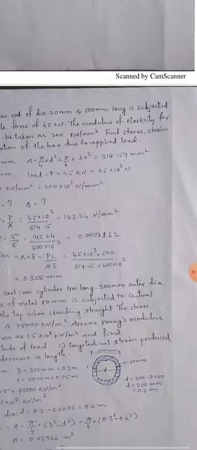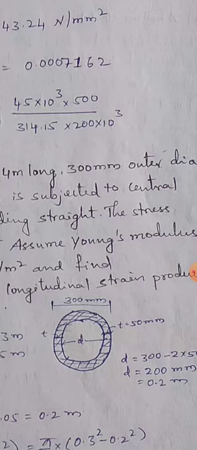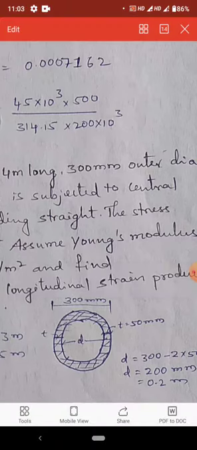Of course, see here, this is a hollow cylindrical tube, outer dia 300 mm, thickness 50 mm. You have to calculate the internal dia, because your aim is to calculate the area now. Okay, area is equal to how much? Pi by 4 into capital D square minus small d square.